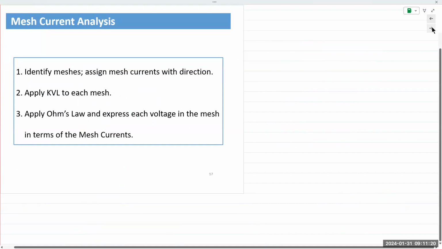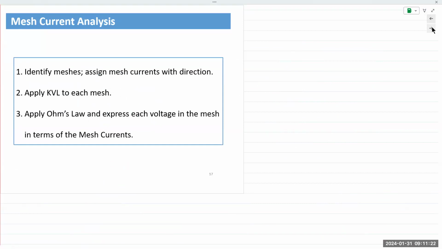Mesh current analysis, the steps involved are: first, identify all the meshes, assign mesh currents, and you can choose any direction you want for the mesh currents. Typically, if you look at any book or take a class with any other professor, all currents are in a clockwise direction. This is something I've been doing for several decades, so I always choose a clockwise direction.